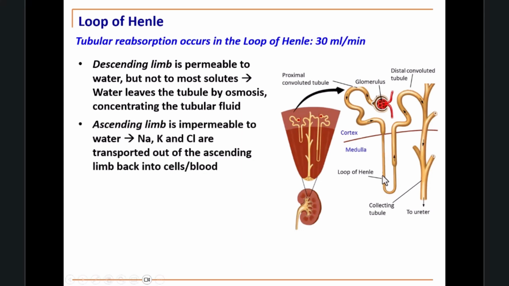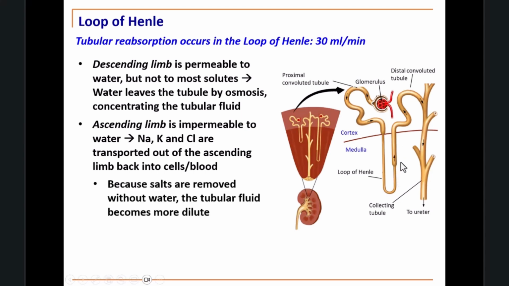In the ascending limb, the bit going up, the opposite happens. It's impermeable to water, but sodium, potassium and chloride are transported up. There are transporters that transport them out and back into the medulla, into the cells and then into the blood. So what's happening at this point? Because salts are removed without water, the tubular fluid becomes more dilute.